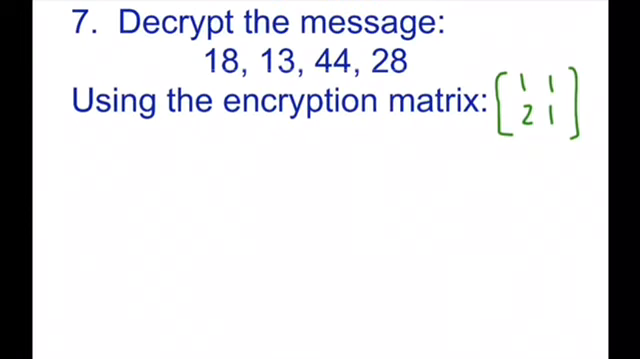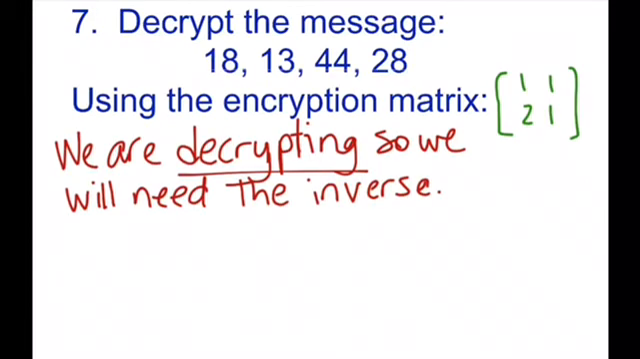Okay, so for example number 7, if I send a message 18, 13, 44, 28, and you already know that the encryption matrix is this matrix, and that's probably because I secretly sent it to you at a different time, because we wouldn't want to send them together, because then anybody could crack the code. But we have to remember that because we're decrypting a message, we have to use the inverse.